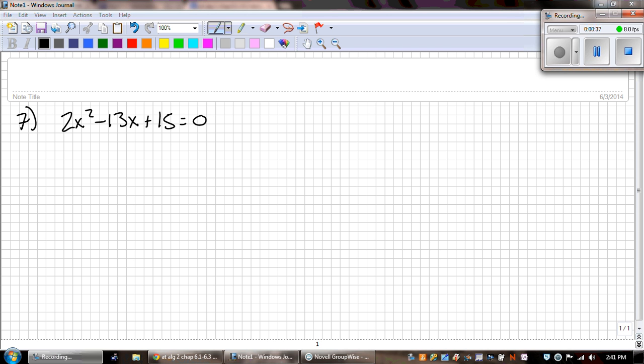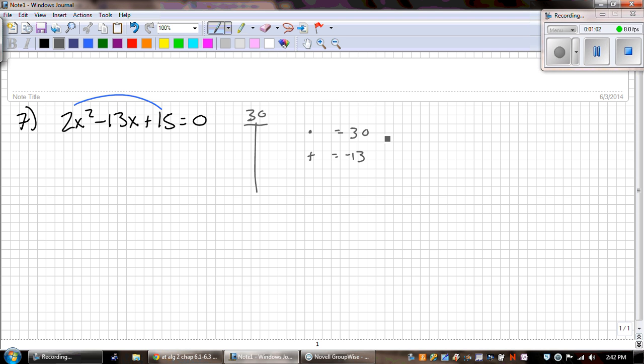First thing we always got to check, is there a GCF? I don't think so. All right, so we need to multiply 2 times 15 and we get what? 30. That's right. Now, if you need to fill that out, please do so, but you're looking for numbers that multiply to get to 30 and add to get to negative 13.